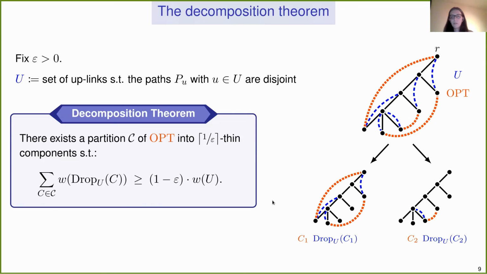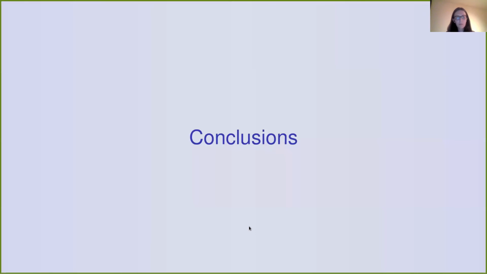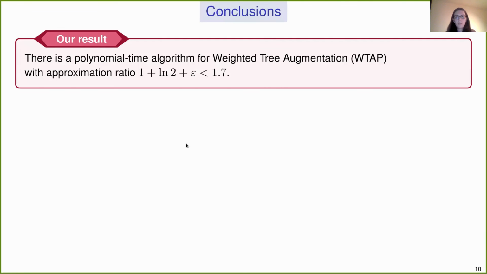But in the interest of time, I won't talk about the proof of this decomposition theorem, and I will conclude with a brief summary. What I've shown you in this talk is the first improvement on this long-standing approximation ratio of 2 for weighted tree augmentation. We do this by giving an algorithm for weighted tree augmentation with approximation ratio 1 plus ln 2 plus epsilon, which is slightly less than 1.7.